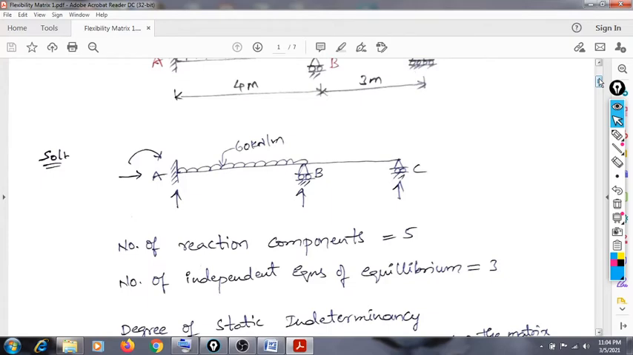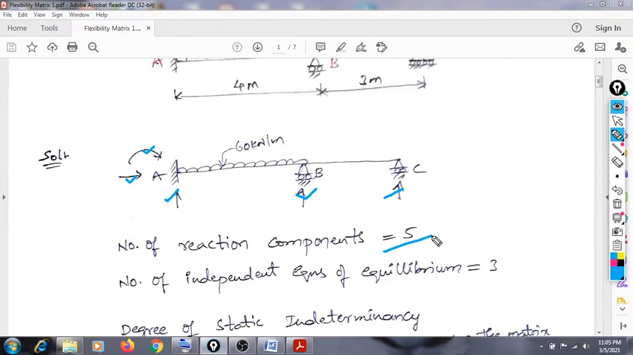So how are we going to get the degree of static indeterminacy? At end A, being a fixed support, we have three reactions: one is vertical, the second is horizontal, and the third one is moment. At roller support B, we have one reaction, and at roller support C, we have one more reaction. So the total number of reaction components is 5 for the given continuous beam.